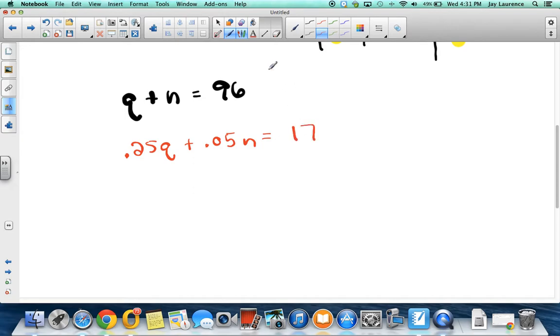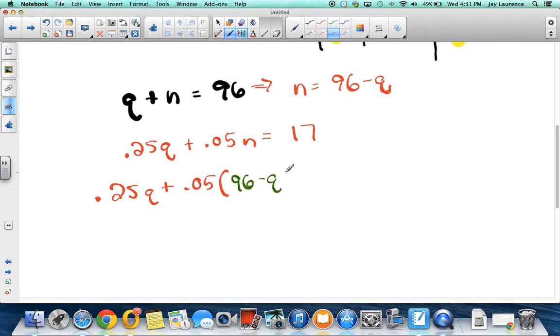Now, I recommend doing these by substitution. I think I'm going to solve for N. So N is going to equal 96 minus Q, right? And I'm going to put that in N's place. I'm going to have 0.25Q plus 0.05. Start the parentheses, like Mr. Malio says. Always substitute in parentheses. Okay. And then that's going to equal 17.